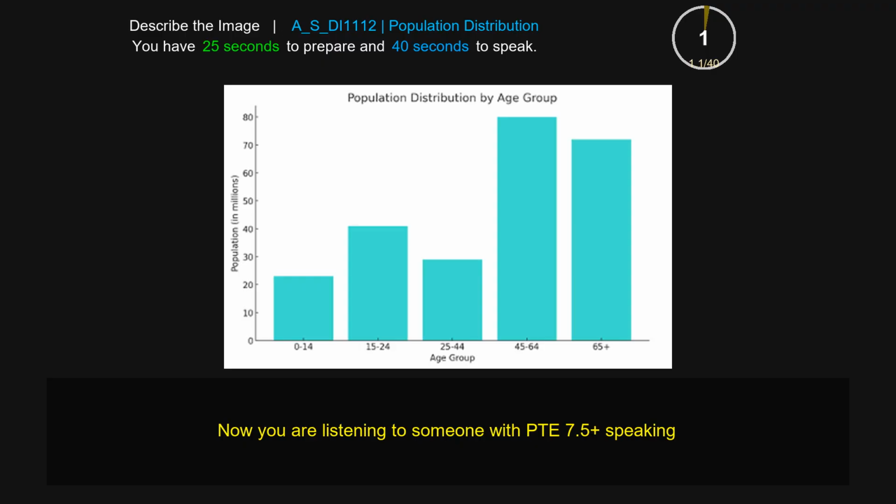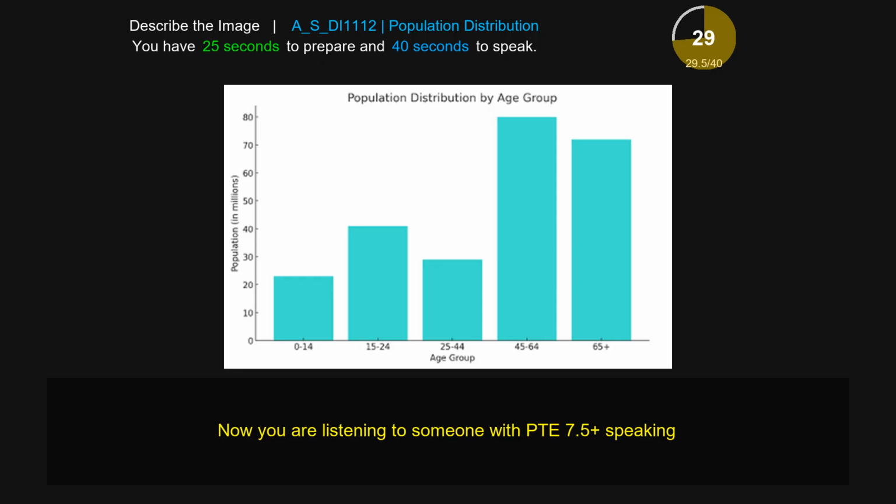The bar chart represents the population distribution by different age groups, while the age group is shown on the x-axis of the bar chart, which ranges from 0 to 14, 15 to 24, 25 to 44, 45 to 64, and 65 plus. While on the y-axis, there is the population in millions, ranging from 0 to 80 in intervals of 10 millions. The maximum population is 80 millions for the age group of 45 to 64, and the lowest is for the 0 to 14 age group, which is only 20 millions.